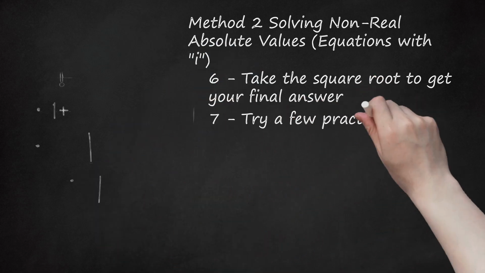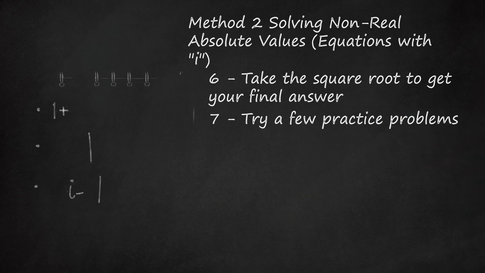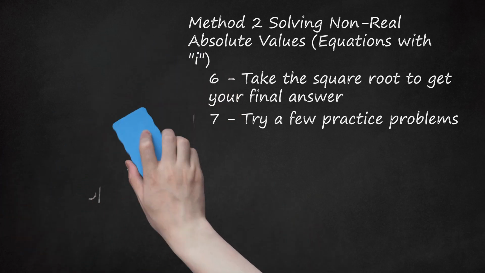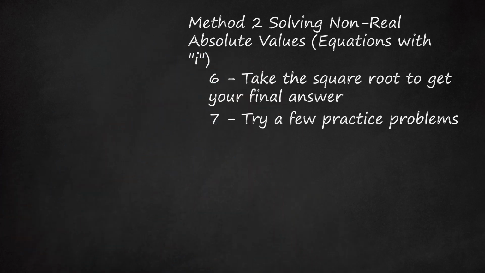7. Try a few practice problems. Use your mouse to click and highlight right after the questions to see the answers, written here in white. The absolute value of 1 + 6i equals the square root of 37. The absolute value of 2 - i equals the square root of 5. The absolute value of 6i - 8 equals 10.